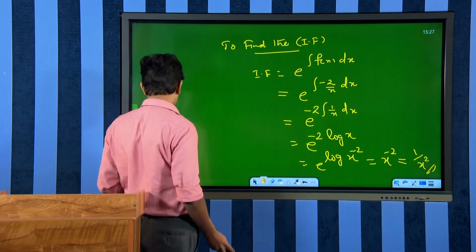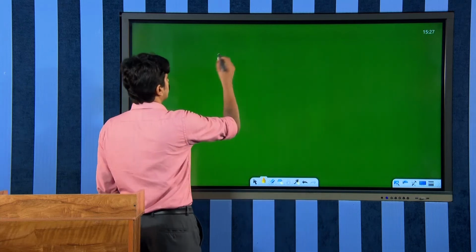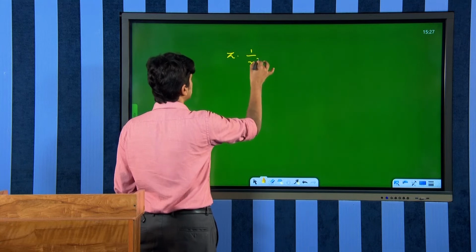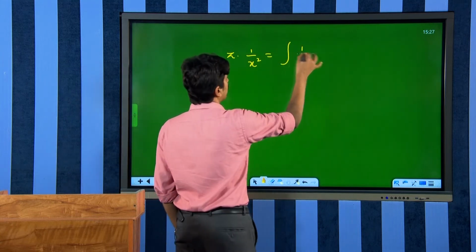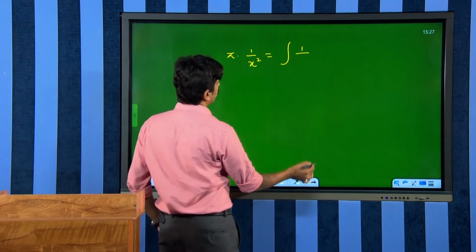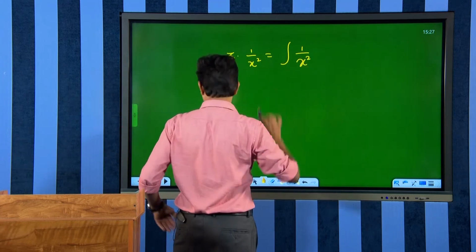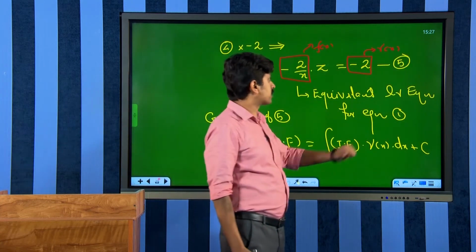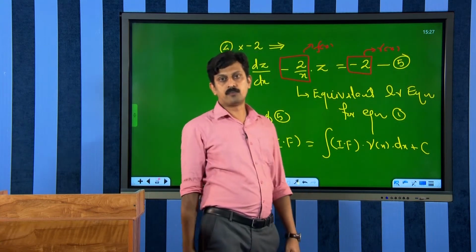Therefore, to find the general solution, z into integrating factor 1 by x square is equal to integral of integrating factor 1 by x square into r of x, where r of x is equal to minus 2.